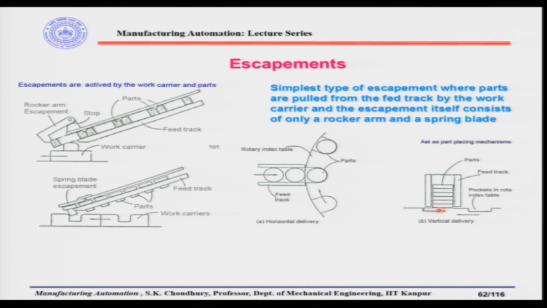Let us say for example, in this case this is the vertical delivery. So, this is the work carrier, and the parts are stacked here in the feed track. As the work carrier moves along the line, it will actually pull the parts one by one. So, these are the natural kind of escapements. These are the simplest type of escapements, and in both cases the escapements are being activated by the parts and the work carrier.